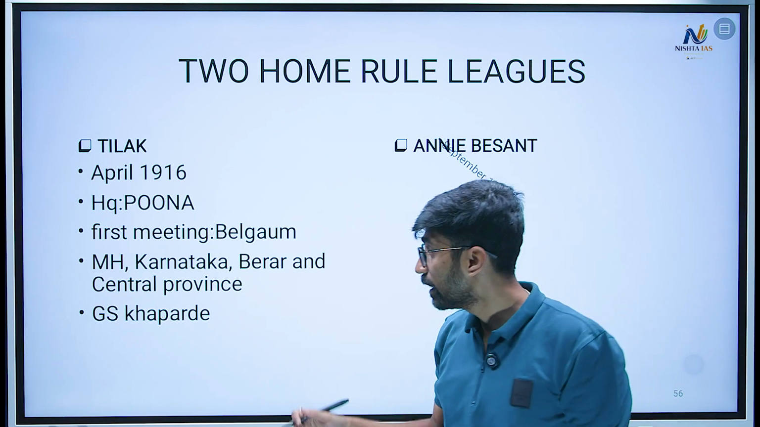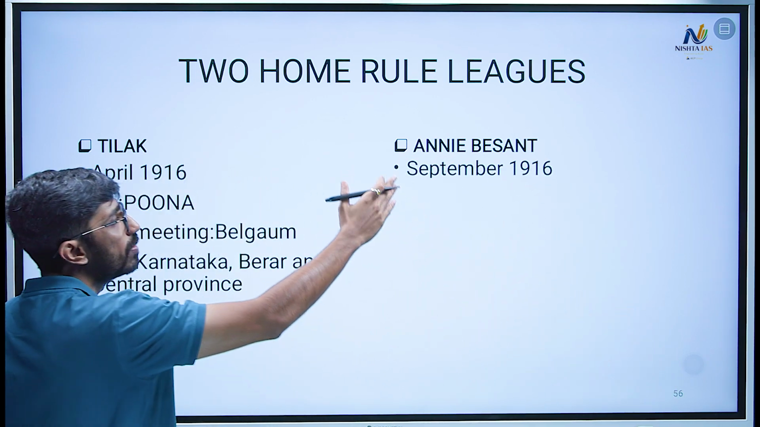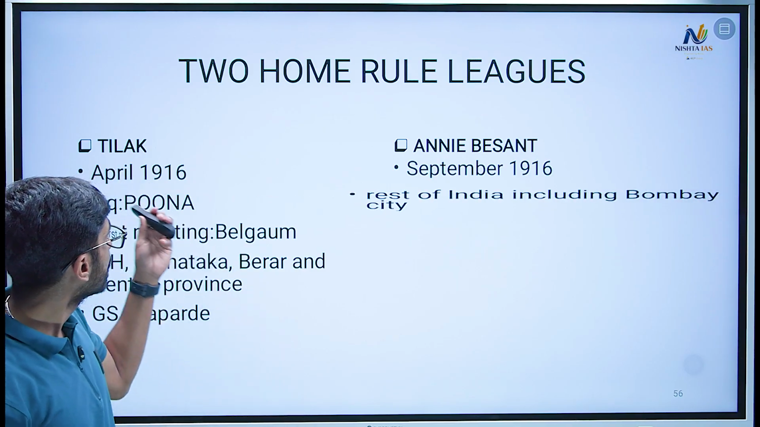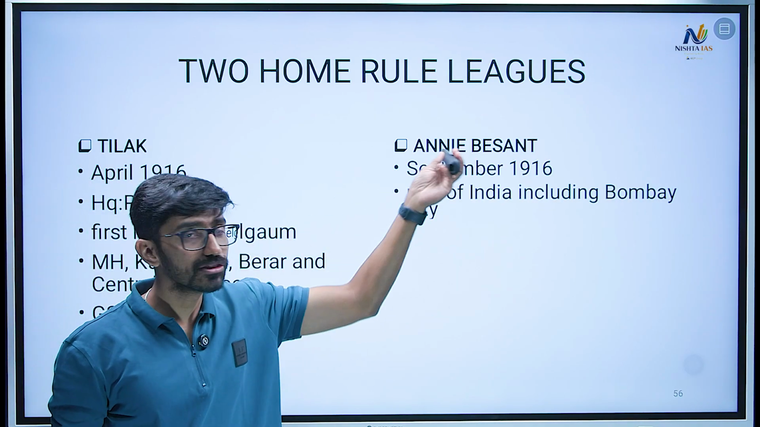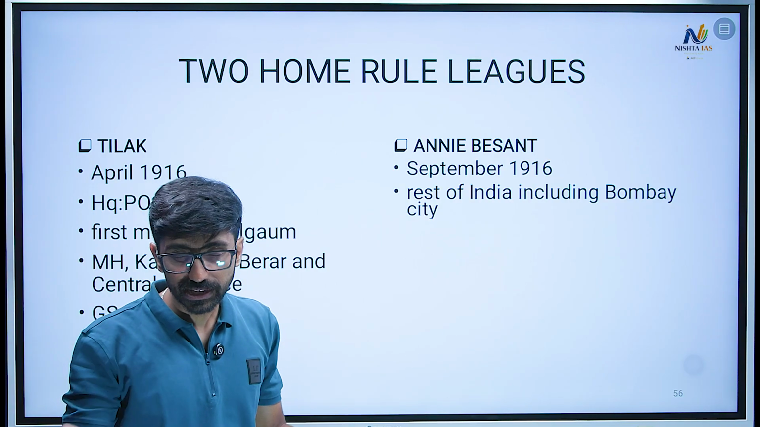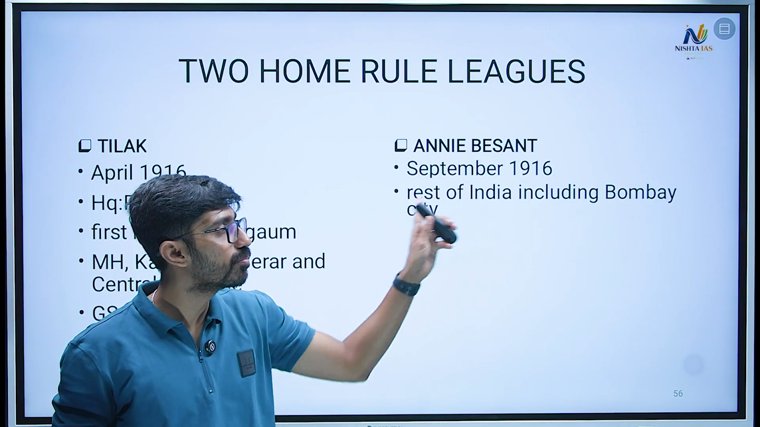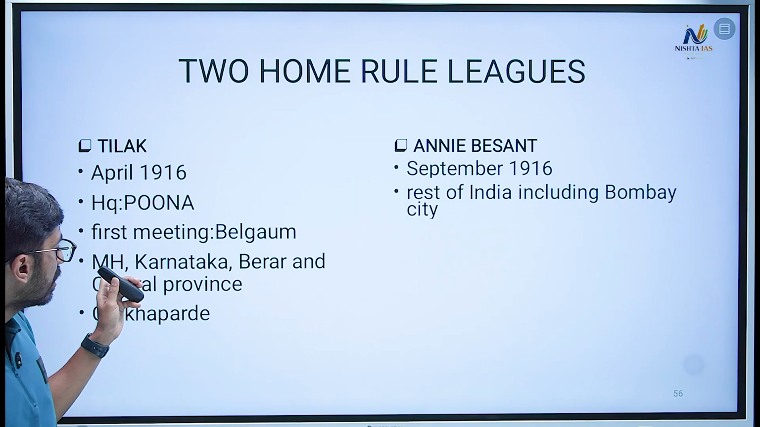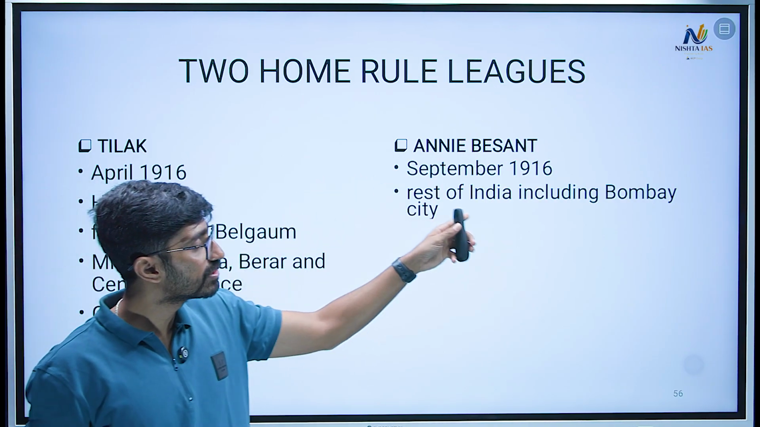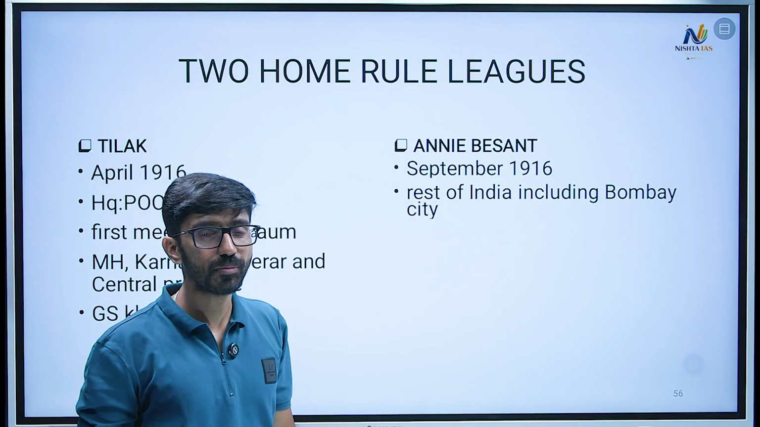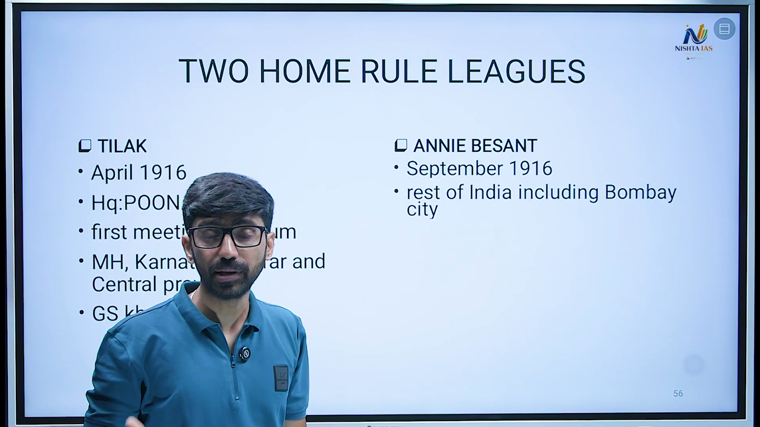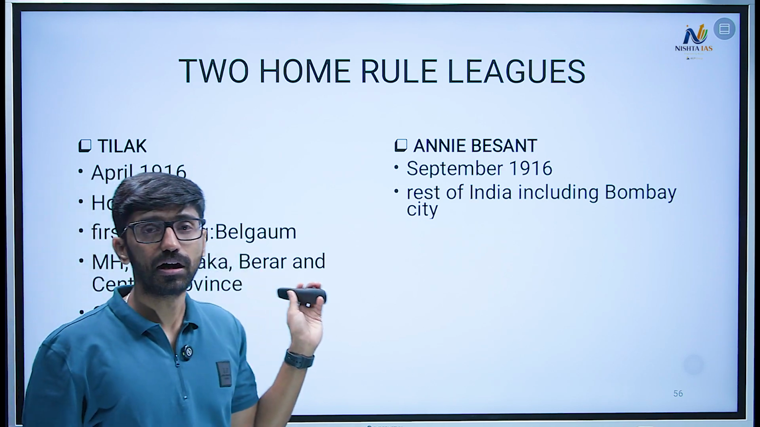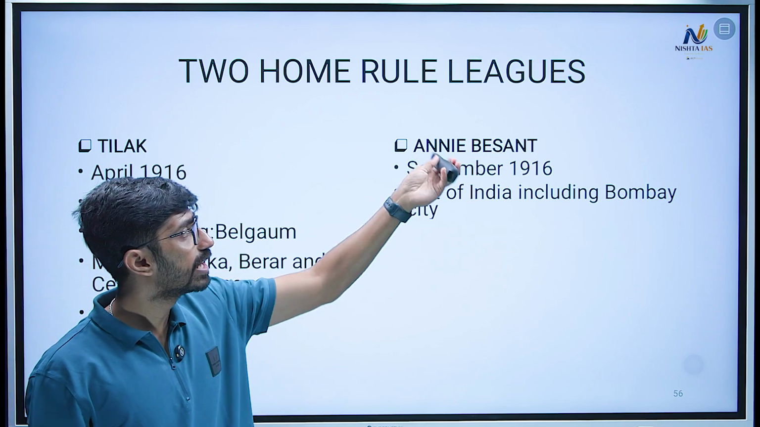Now when you come to Annie Besant, she started the movement in September 1916. Tilak started in April 1916. And where did she lead the mass movement? The rest of India, including Bombay city. Even though Tilak established a mass movement in Maharashtra, he excluded Bombay city, but Annie Besant included Bombay city, because Bombay city was under the major influence of moderate leaders. That is the reason Tilak did not fight much over there, leaving it to Annie Besant.